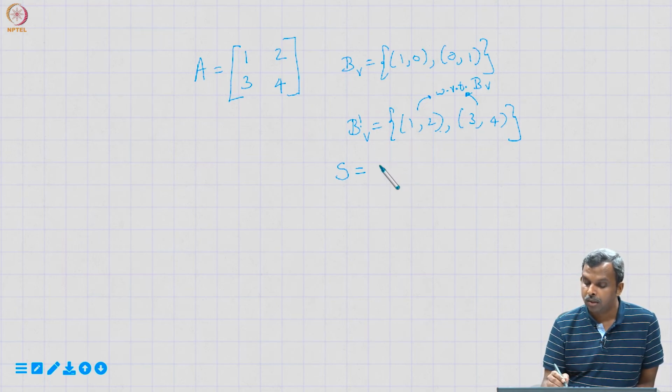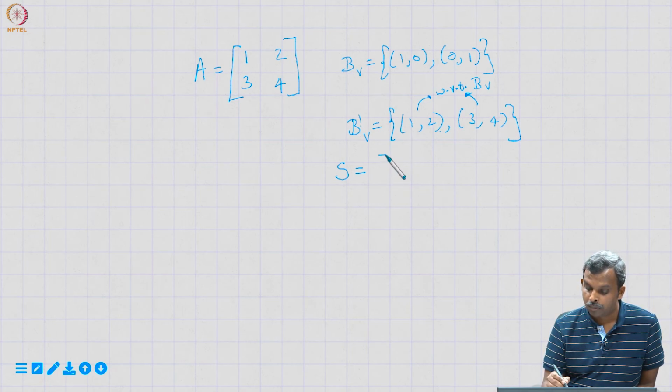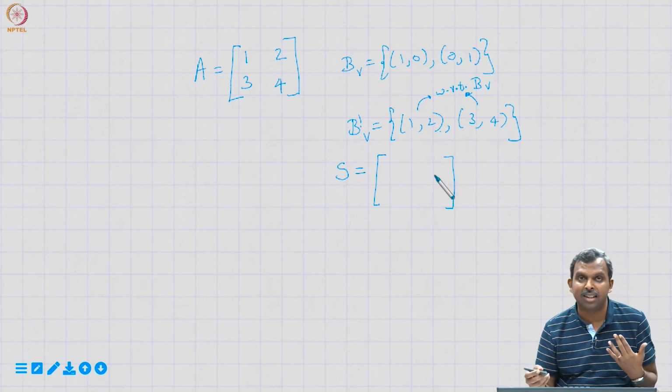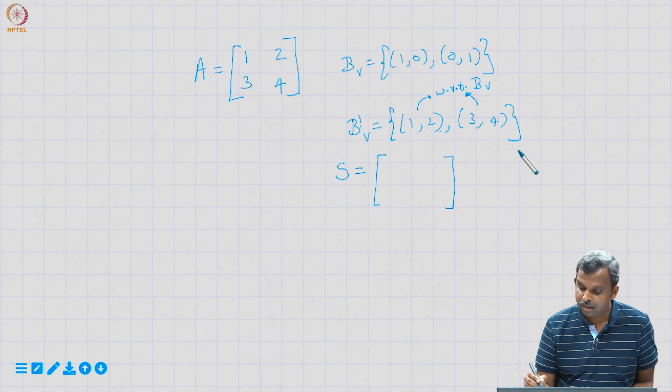Okay, so what is my S? I have to write (1, 0) in terms of (1, 2) and (3, 4). So what is the first column? Remember, it's (1, 0) written in terms of (1, 2) and (3, 4). So you have to do something like an inverse calculation. Let's try and do that.